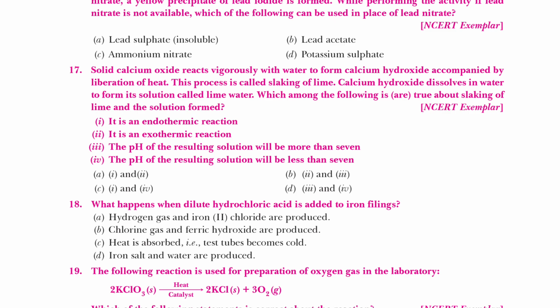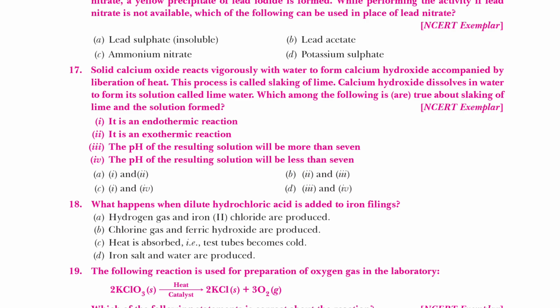In this case, it is endothermic? No, this one is the exothermic process. So the second option. And will the pH of the resulting solution increase or decrease? The pH of the resulting solution will be more than 7, because calcium hydroxide forms, and calcium hydroxide is basic in nature. That's why option B is correct.